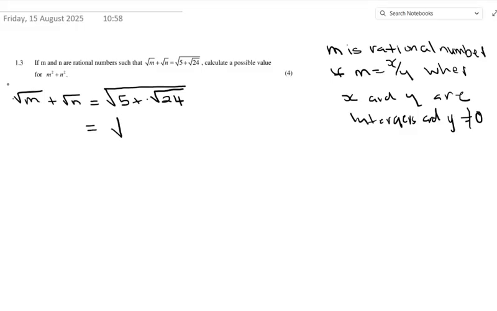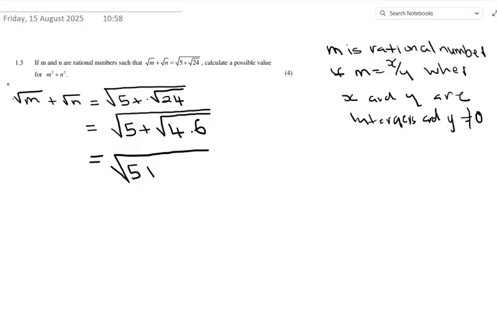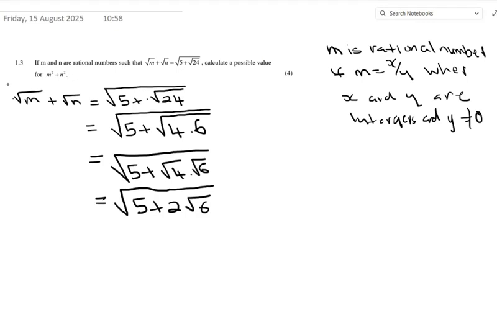Okay, this is equal to 5 plus the square root of 24, which can be written as 4 multiplied by 6, right? So we continue with that. Then you say 5 plus the square root of 4 multiplied by the square root of 6. Okay, this is the same as 5 plus 2 the square root of 6.